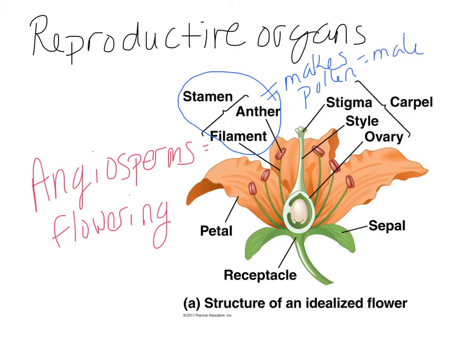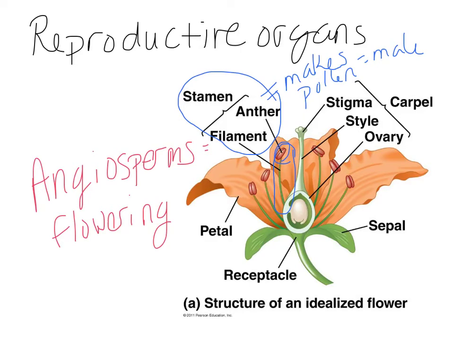So the stamen, which is this whole thing here, has the anther on the top that makes the pollen, which is sperm, and the filament, which holds the anther up high enough so that when the bird or the insect comes over to feed from the plant, it will be able to touch the pollen, because the pollen will be up high enough to come in contact with it.